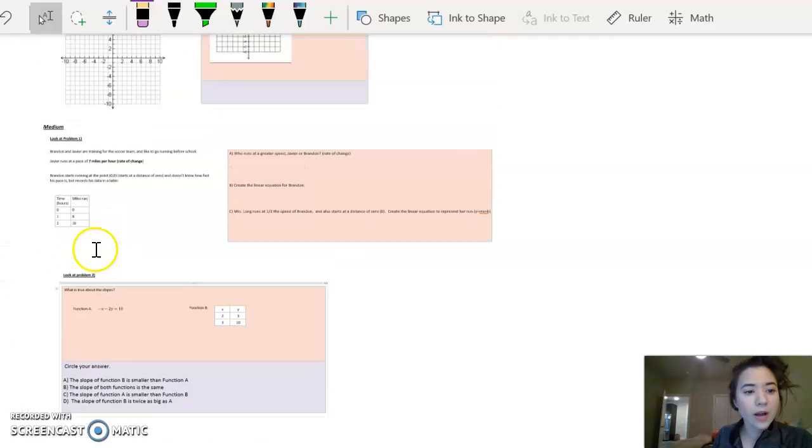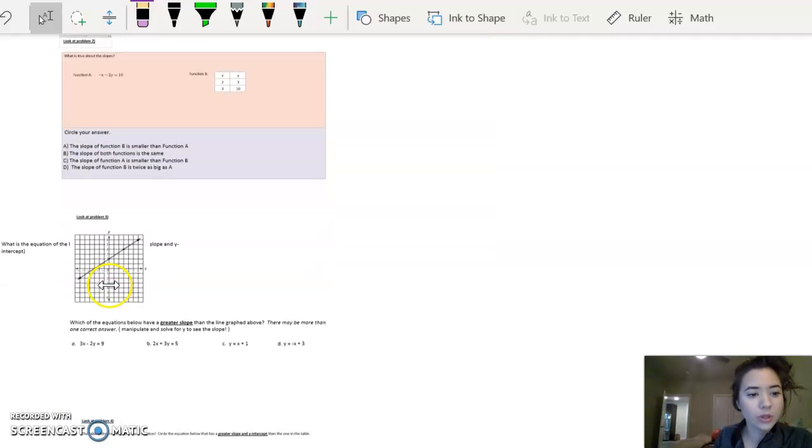Make sure you go back up and look at problem 1, 2, 3, and 4 to help you out. Let me know if you have questions, and have a good day.